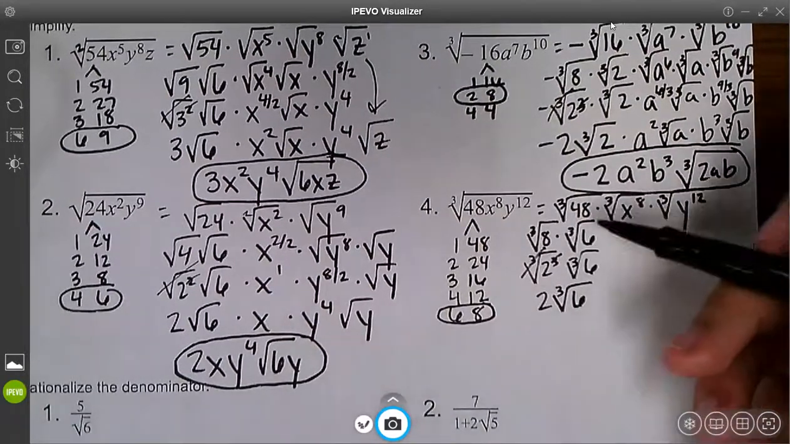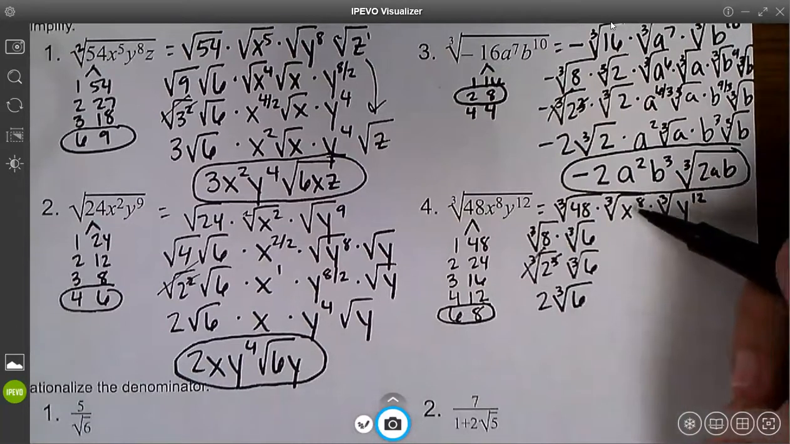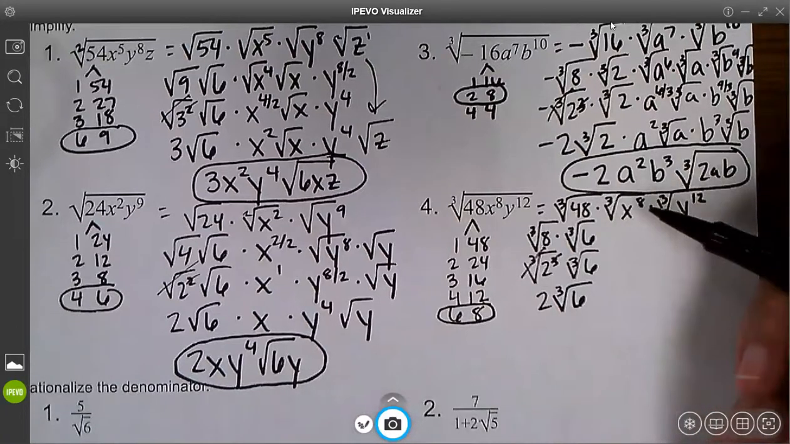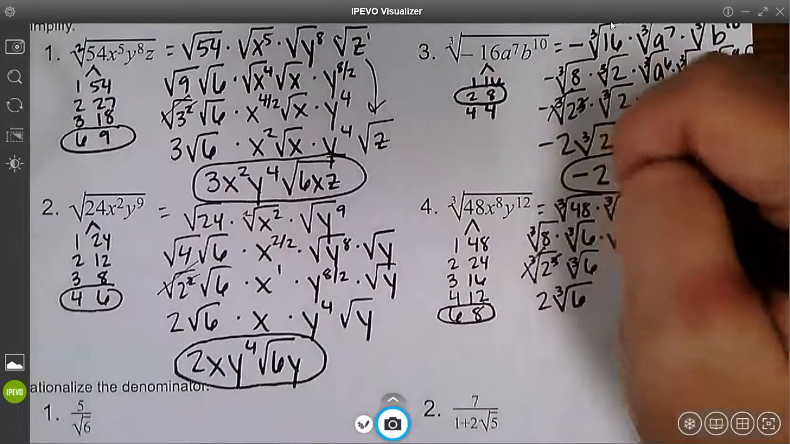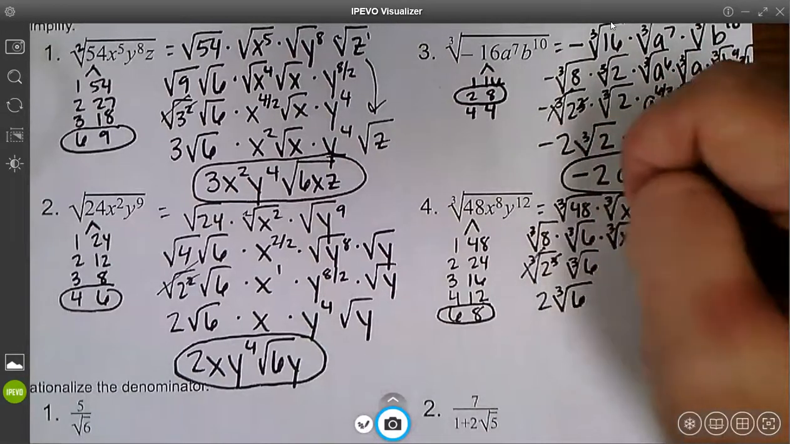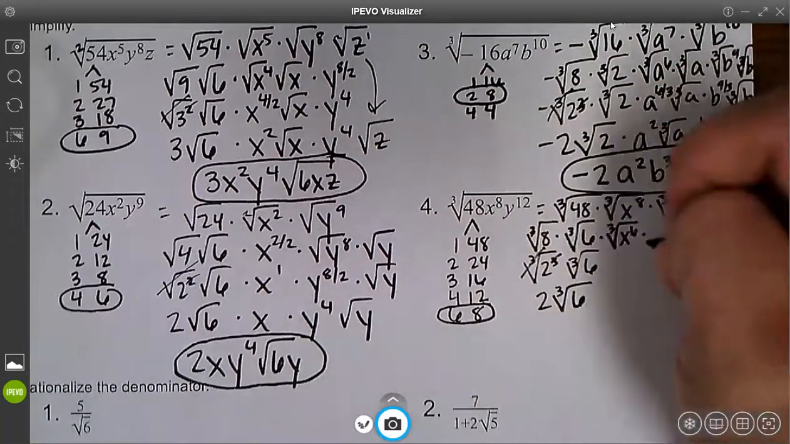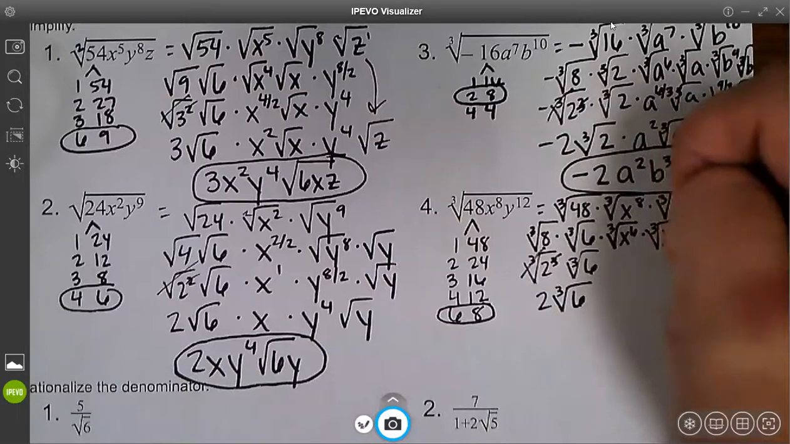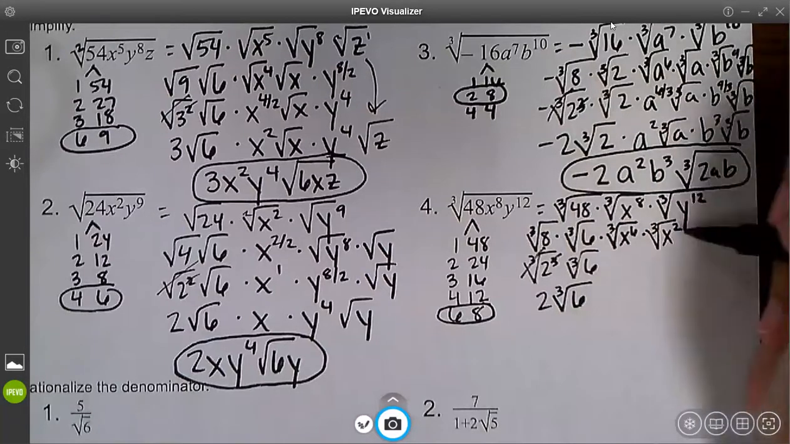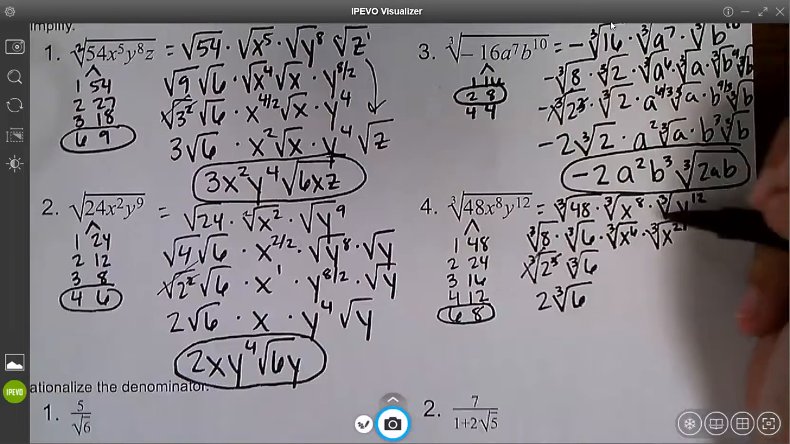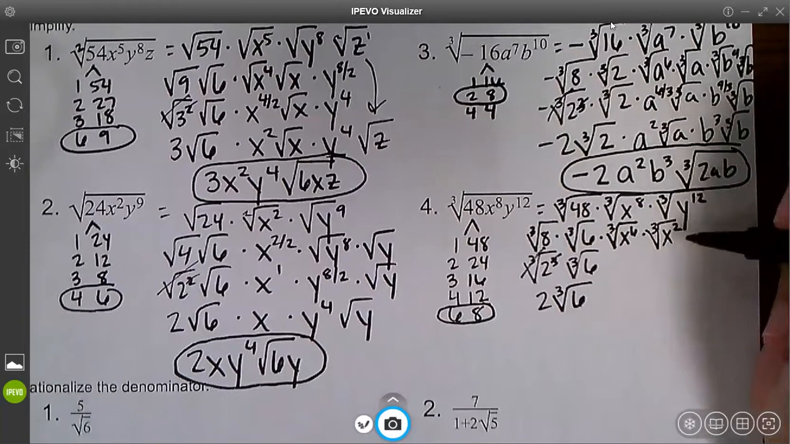8 is not divisible by 3. 7 is not divisible by 3. But 6 is divisible by 3. So I'm rewriting this as x to the 6th. If I have x to the 6th, to get x to the 8th, I need to have x squared. 2 is less than 3, so this is as simplified as it gets. It does not get any better than that.